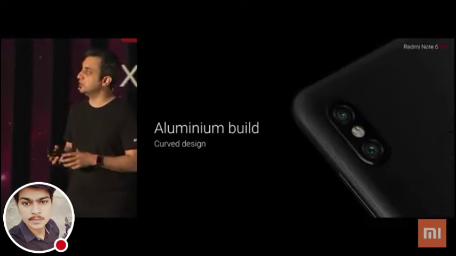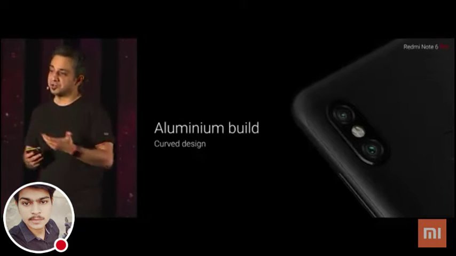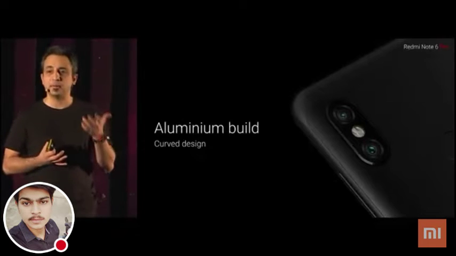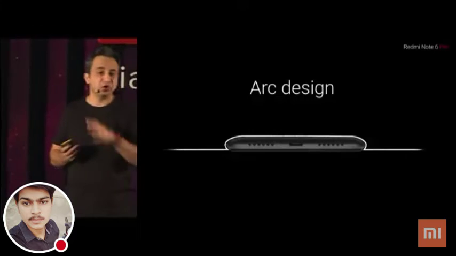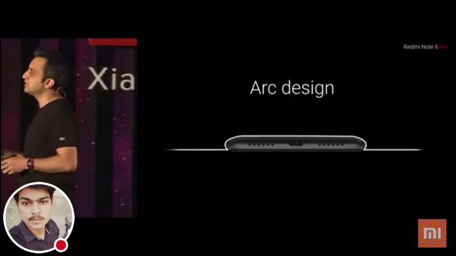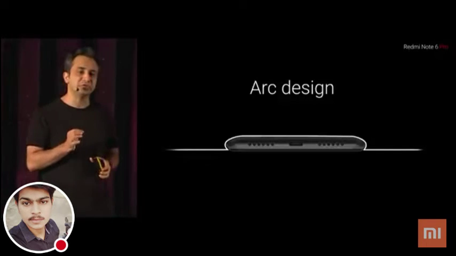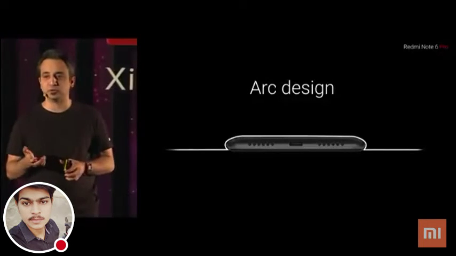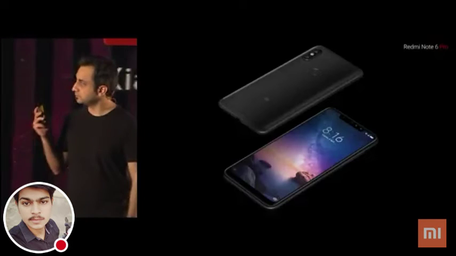It does come with improved curve design. It's an aluminum build. The overall curvature has been increased so that you get a better hand feel. But not just that, we've taken our arc design, which a lot of Mi fans loved, and increased the curvature on the edges as well. Now it's a very subtle change, but makes a whole lot of difference when you're holding the phone. It just improves the overall grippability of the device.